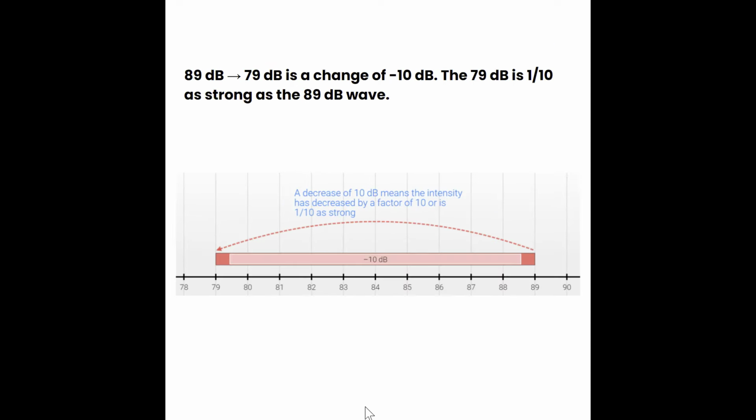We'll see the same thing happen then with the negative 10 change. In this example, we start at 89 decibels, and we decrease the decibels to 79, so that is a change of negative 10 decibels. The 79 decibel wave is going to be 1/10 as strong as the 89 decibel wave. The intensity of the 79 decibel wave is going to be 10 times weaker, or 1/10 as strong, or is decreased by a factor of 10 when compared to that 89 decibel wave.